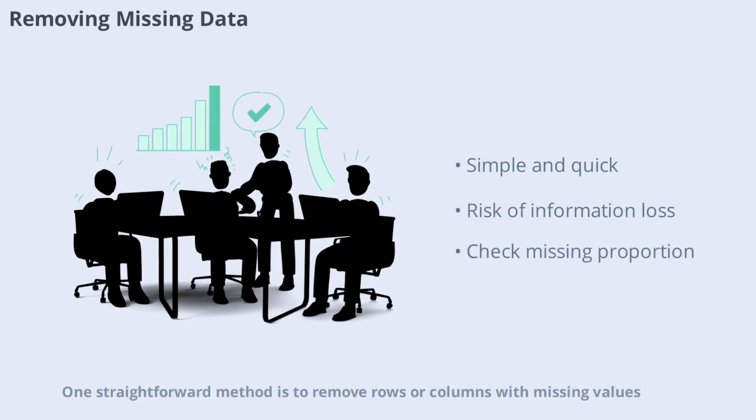One straightforward method is to remove rows or columns with missing values. This is effective when only a small portion of your data is missing and the rest is complete. However, if too much data is removed, you risk losing valuable information and introducing bias. Always check the proportion of missing data before deciding to drop it. Next, let's explore how to fill in missing values instead of removing them.